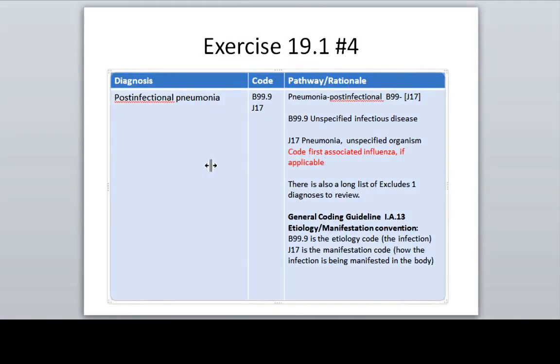The other thing I wanted you to notice is that this is covered by the general coding guideline for etiology and manifestation. This infection, B99, is our etiology code, and the J17 is the manifestation code, how the infection is being manifested in the body.